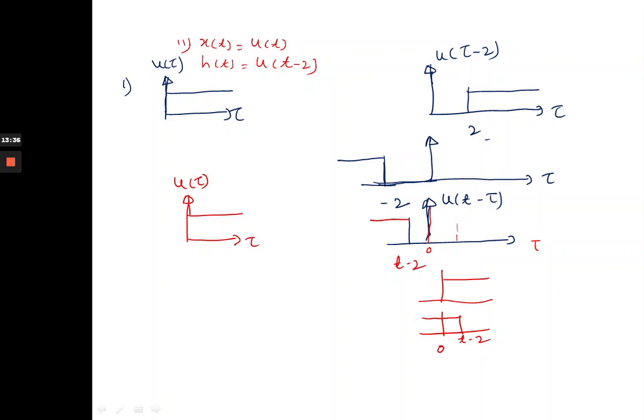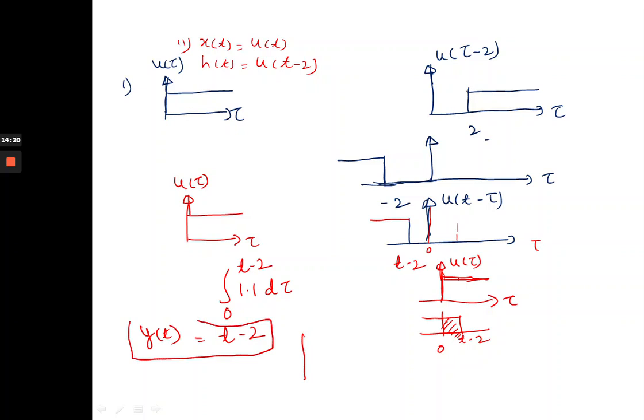Then the overlapping will start from 0, because the first signal exists from 0, and we will take the product of these two. This magnitude is 1, means the product is 1, and the limit of integration, where the overlapping occurs, is 0 to t minus 2, 1 into d tau. Means if we take the integration, we are getting t minus 2, and if we plot this graph, y of t is the answer, means this is the convolution of the unit step function and the unit step function.